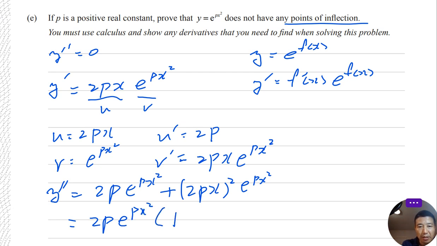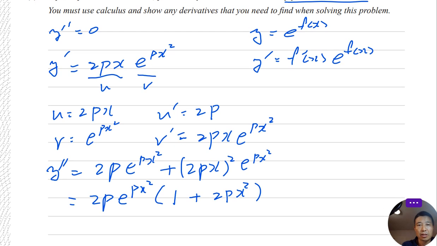So 2p e to the power of px squared, first one is the 1, right? Plus, I have 2px squared. So see, I double checked. When I expand this, I get that, and that times that gives me 2px squared. Yes, that's right. E to the power of px squared. Yes. Now, it's got to be 0, right? So that we can find any points of inflection.